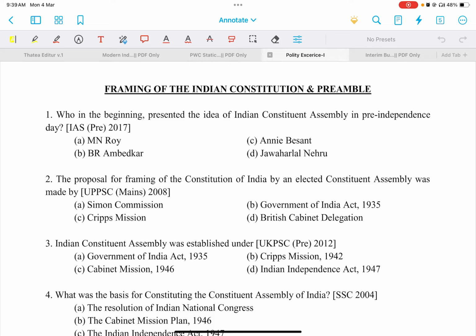Who in the beginning presented the idea of Indian Constituent Assembly in pre-Independence Day? Answer is M.N. Roy.